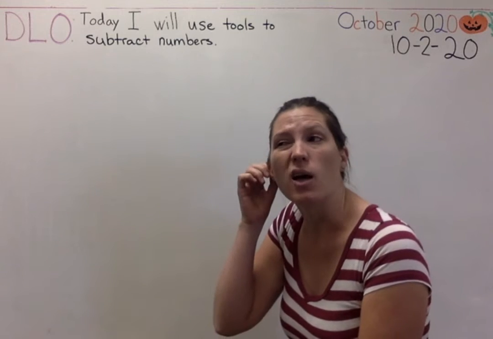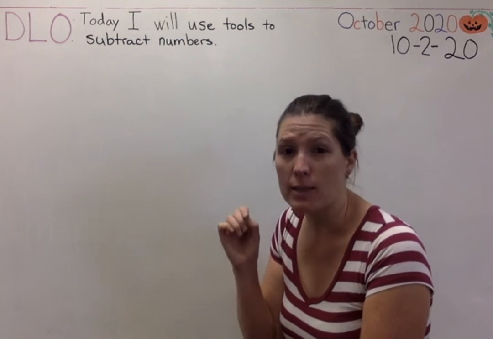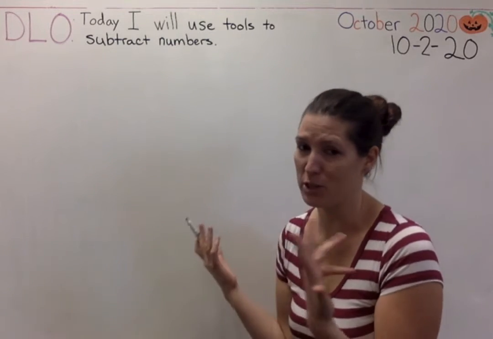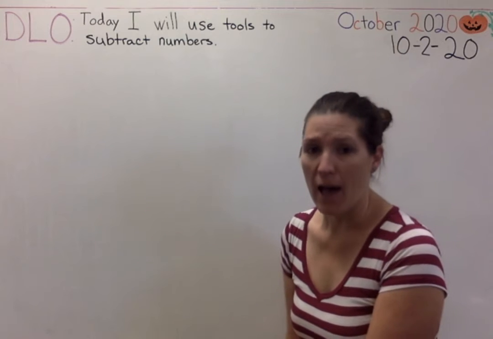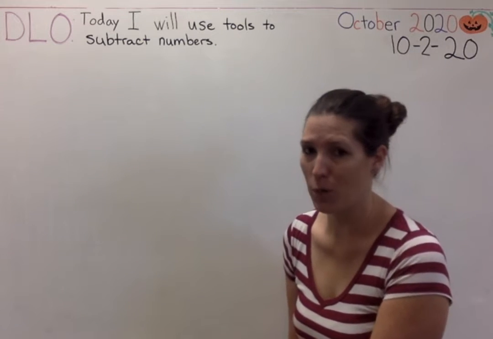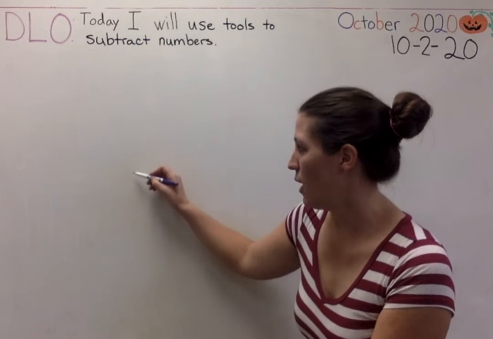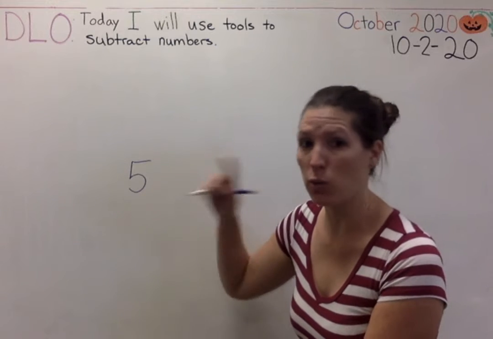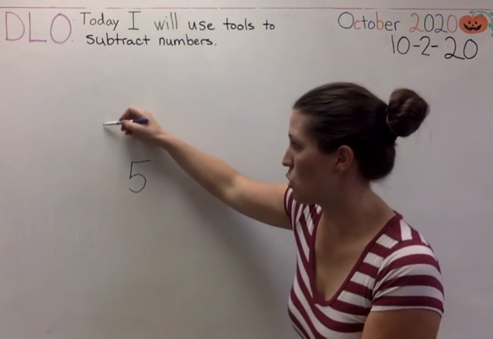I think I'll use cupcakes today. Cupcakes will be the objects I will be using. Cupcakes. I have 5 cupcakes. How many do I have? 5. I have 5 cupcakes. I'm going to write the number so I don't forget. Now I can draw my pictures. That's the strategy I'm going to use.